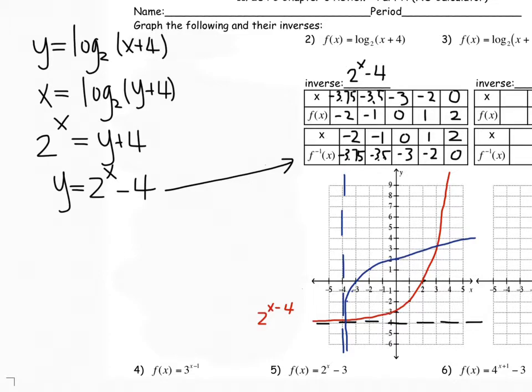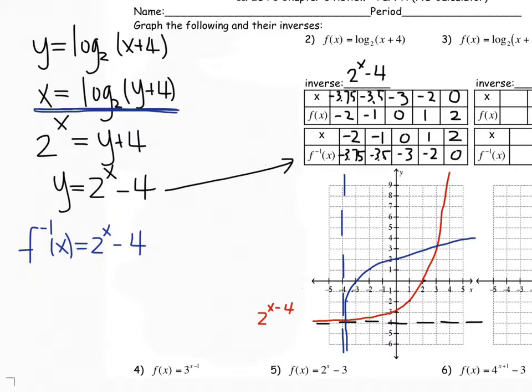Solve for y. At this step, remember I said if the logarithm function is not working for you, then think about exponentials by rewriting it into the exponential form. By the definition, 2 raised to the x power equals the argument, which is y plus 4. Subtract 4 from both sides to find the inverse function. f inverse equals 2 to the x power minus 4. From there, we do the graphing.